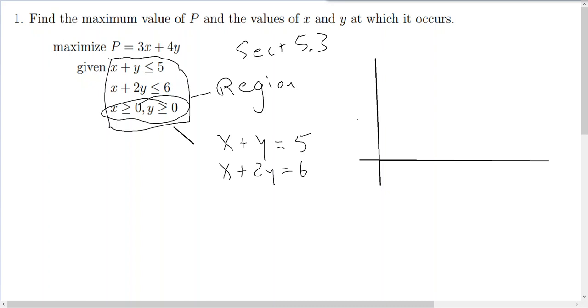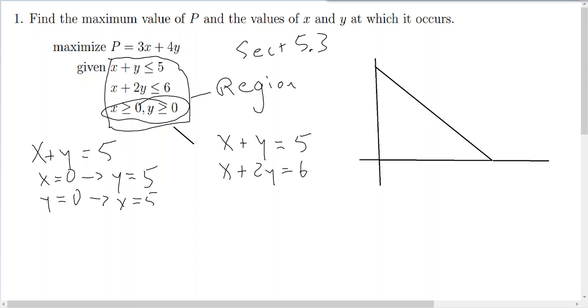Anyway, so how do we graph these lines? Well, you can find the intercepts. So if you look at x plus y equals 5, you set x equals 0, that tells you y equals 5. Y equals 0 tells you that x equals 5. So what you get is a line that looks like this. Intercepts here and here, 5 and 5. It's the x-axis here, it's the y-axis here.